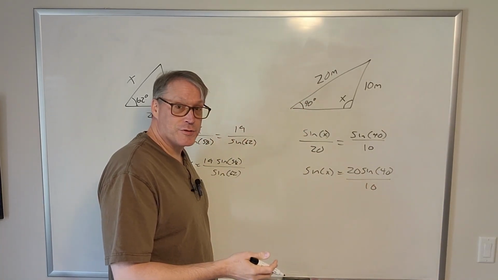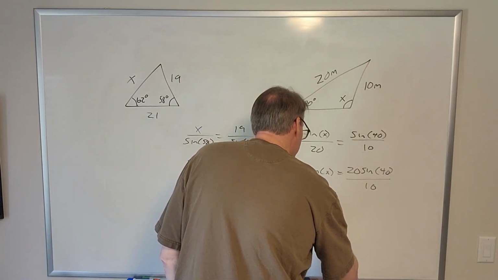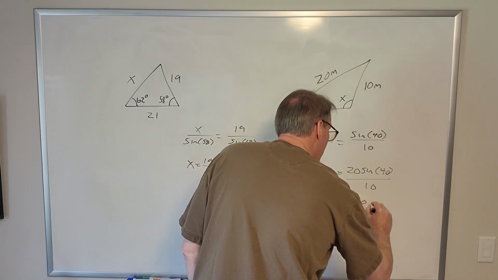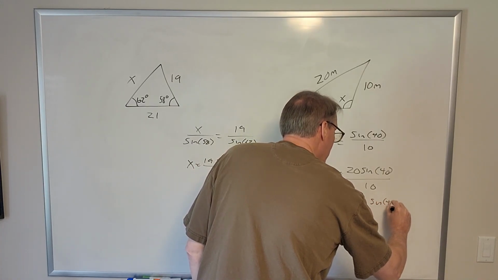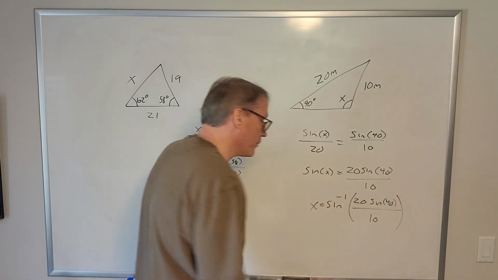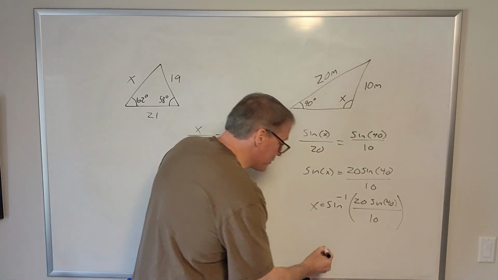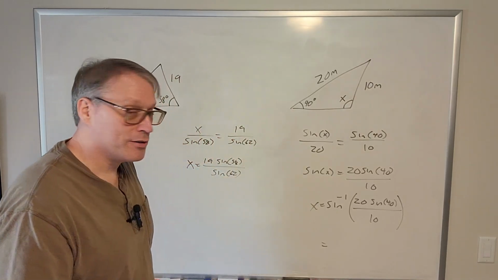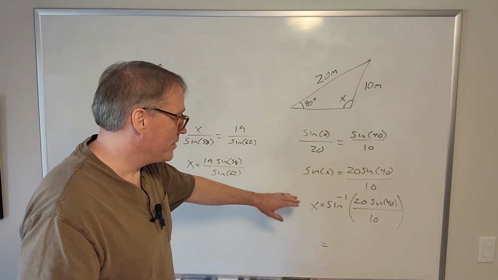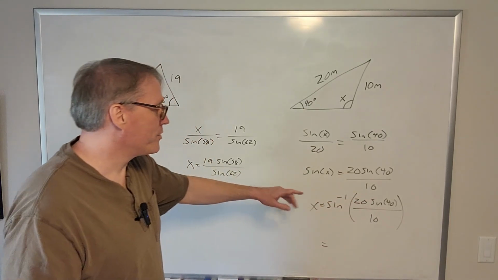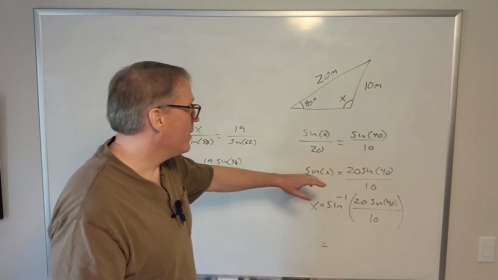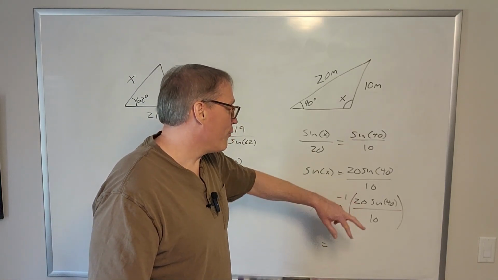Then take the sine inverse of both sides, and you have x equals the sine inverse of 20 sine of 40 over 10. And then you get whatever that is by plugging it into your calculator, but usually they would just give you something like this and give you different options. They say, is x equal to sine inverse of this? Is x equal to sine inverse of 10 times sine of 40 over 20? Is it 10 over 20 sine of 40?